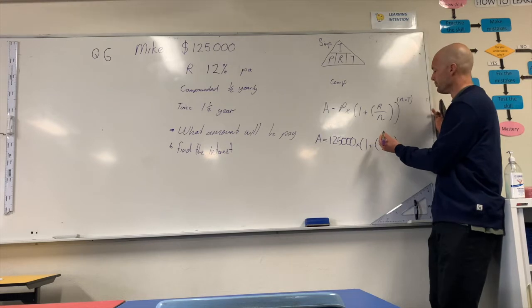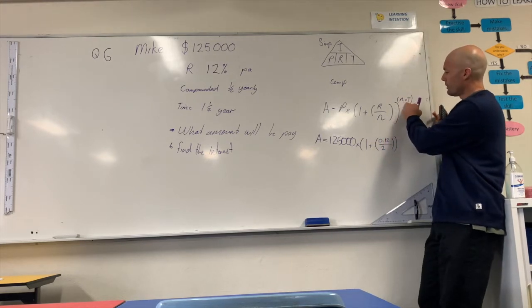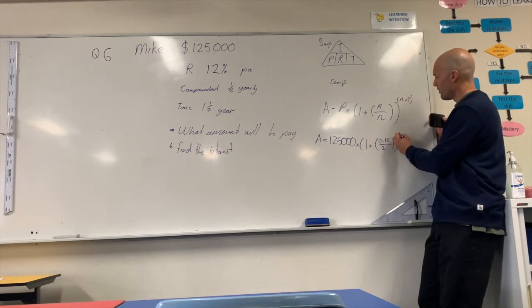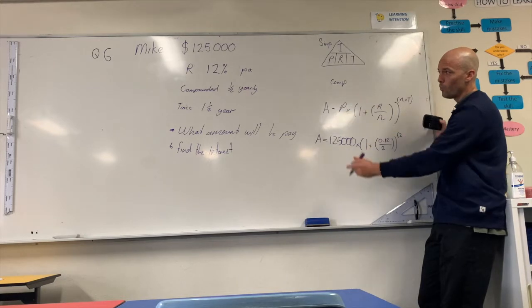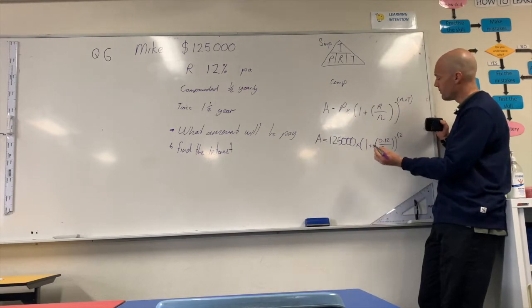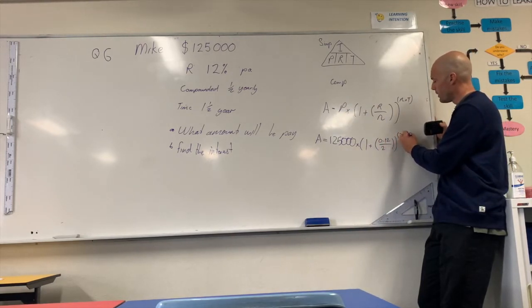Now, number of periods times time. So the number of periods is 2, that we use as n twice. And the time is 1.5 years, which as a number is 1.5. So 2 times 1.5.